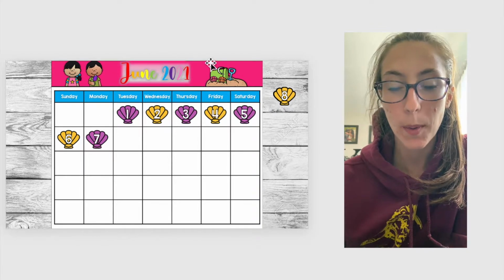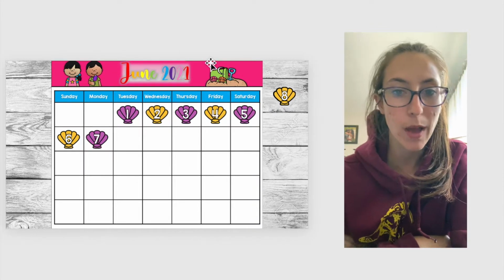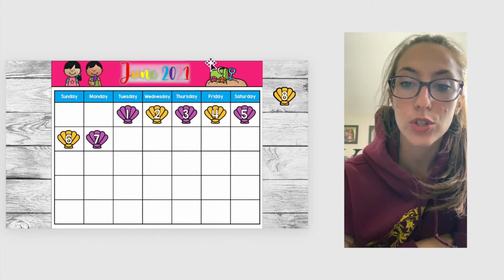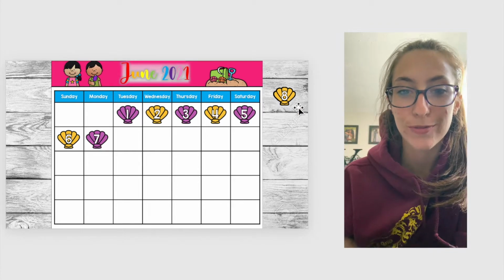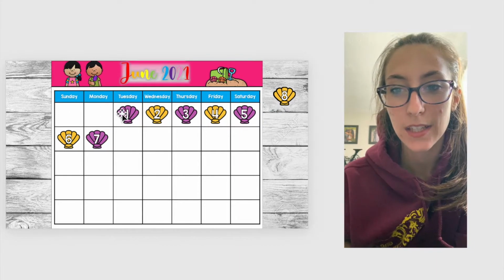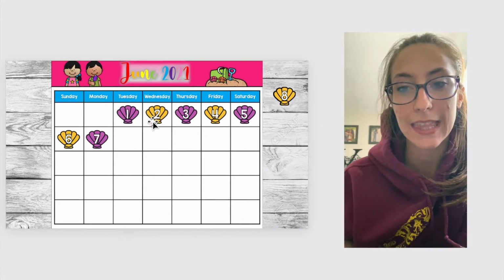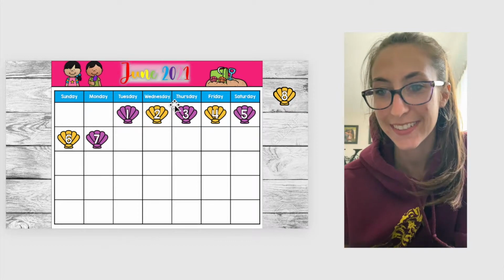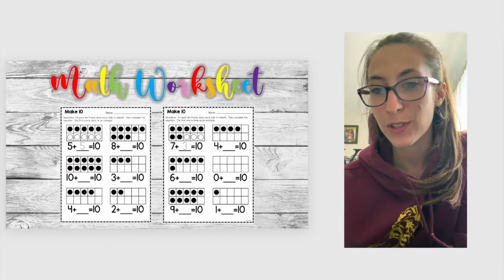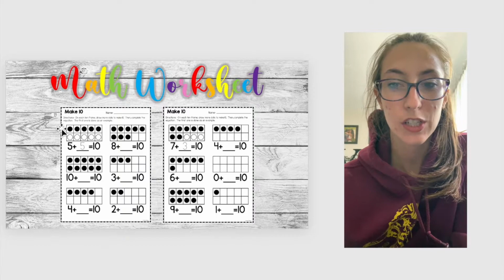And does anyone remember what month it is? It's still our new month. It starts with a J. June. Very good. So today is Monday, June 7th, 2021.